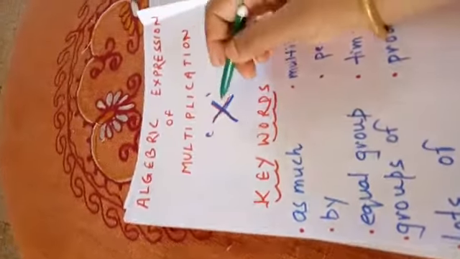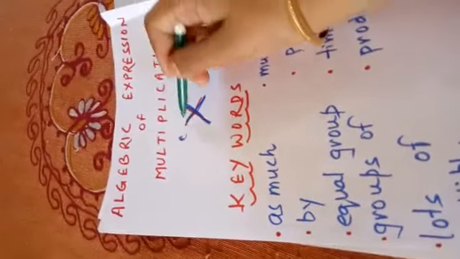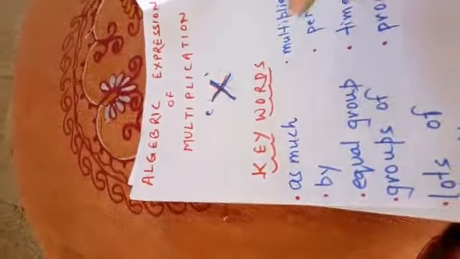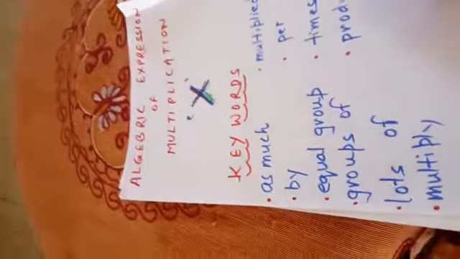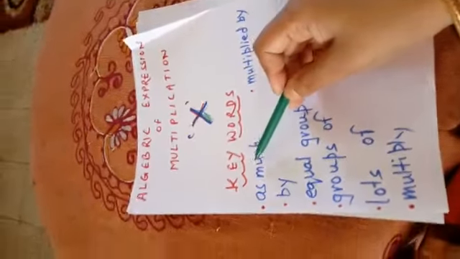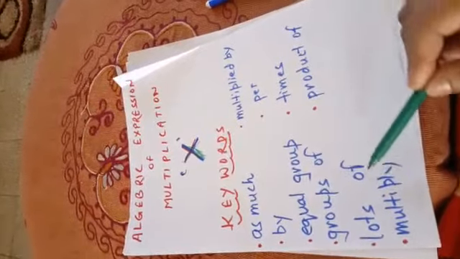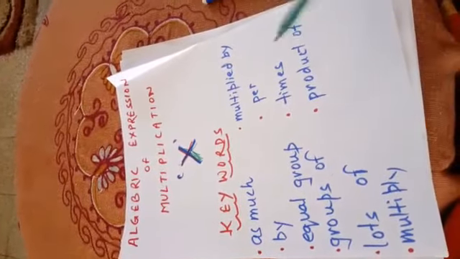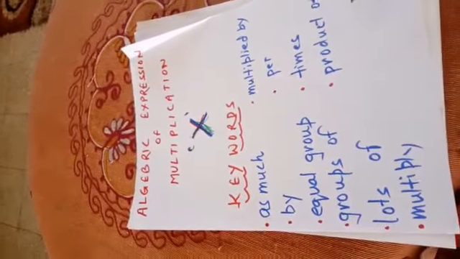So here children, this is the algebraic expression of multiplication, the cross sign. There are some keywords which are used in order to explain this multiplication: as much, by, equal groups, groups of, lots of, multiply, multiplied by, per, times and product of.